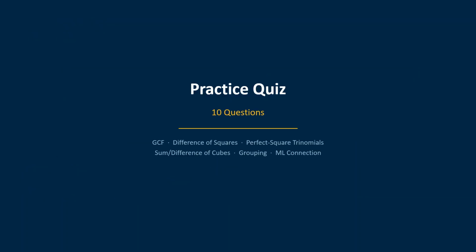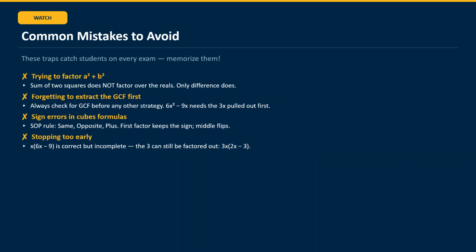Now let us check your understanding. 10 questions covering the greatest common factor, the 4 other factoring patterns, and why factoring matters for finding roots. Pause after each prompt to think before the answer reveals. Before we start the quiz, here are 4 common mistakes to watch for.